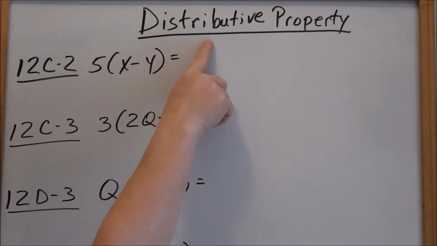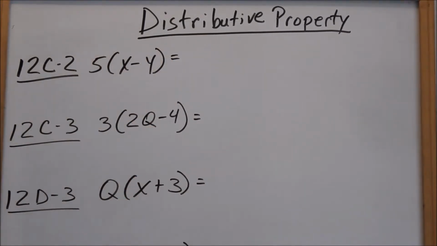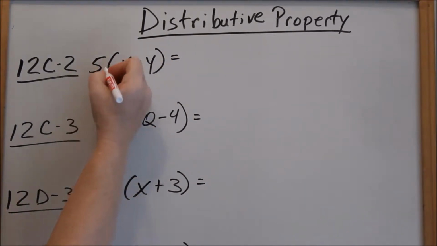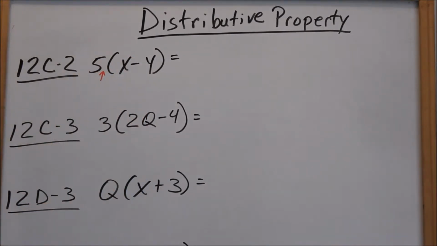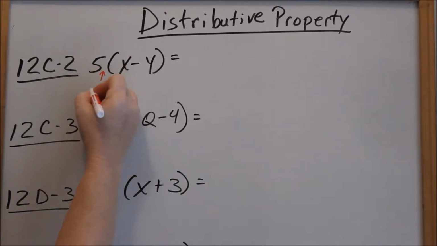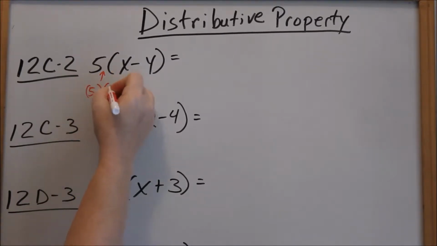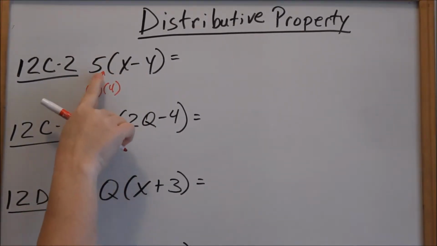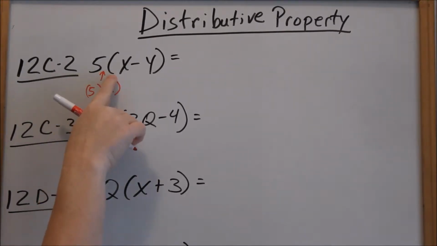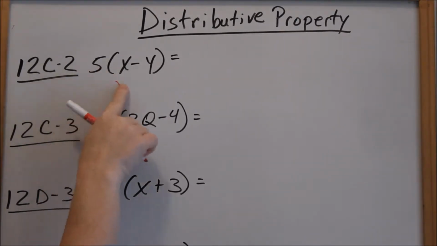Okay, today we're doing distributive property. Distributive property is multiplying. When you see a number next to parentheses, that implies multiplication. It'd be like saying 5 times 4. When you see parentheses, that implies multiplication. And you have a number next to parentheses, so that's multiplication.